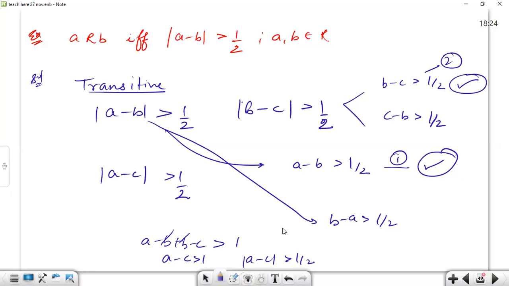I couldn't understand this, sir. The last one, a minus c. So what we have done, there are two meanings of this particular given condition, let me represent it properly.